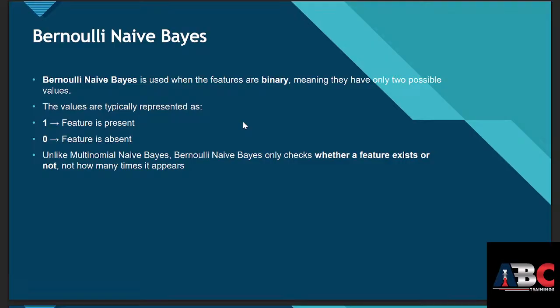Example: suppose we are analyzing emails, checking whether certain words are present. Free is 1, discount is 0, and price is 1. Here the algorithm only cares about presence or absence, not frequency. Applications of Bernoulli Naive Bayes are often in simple text classification, spam detection models, and also feature detection.